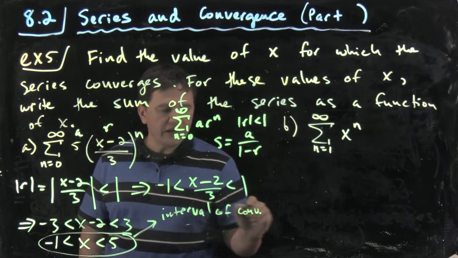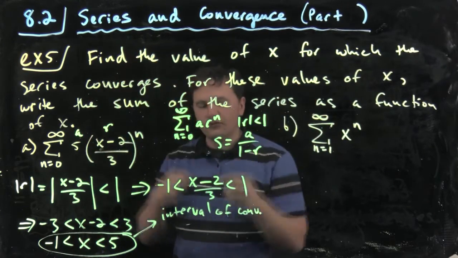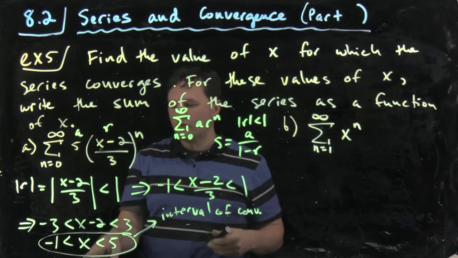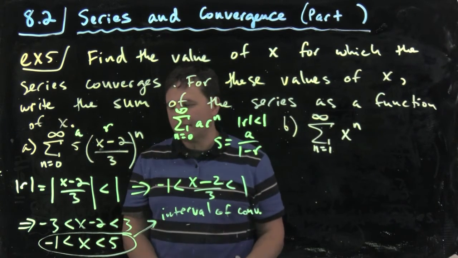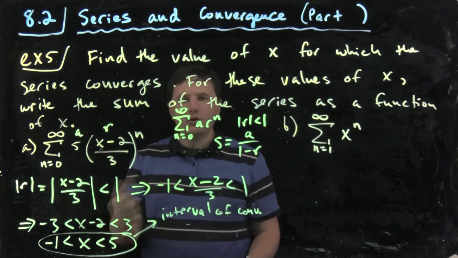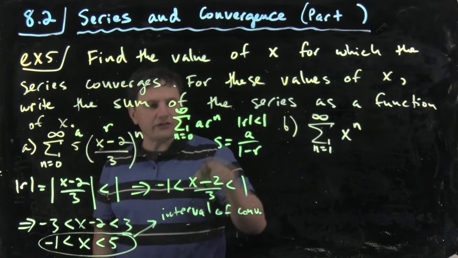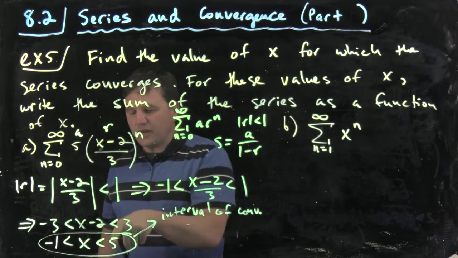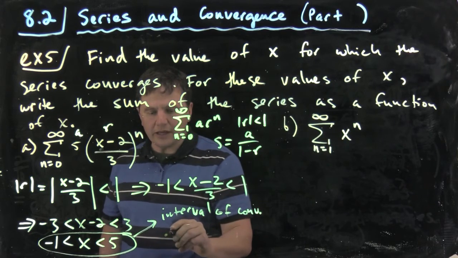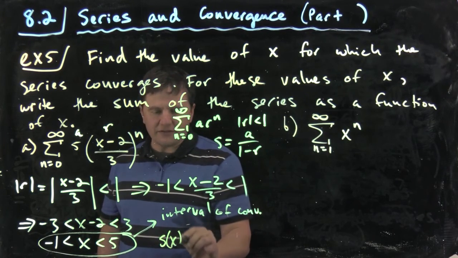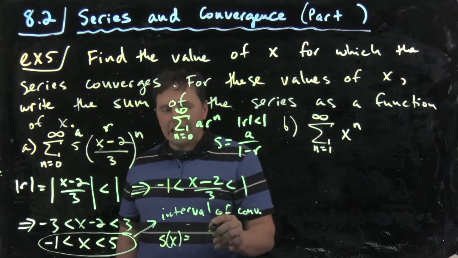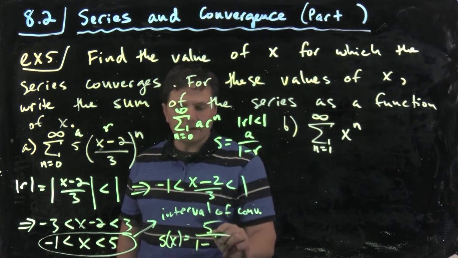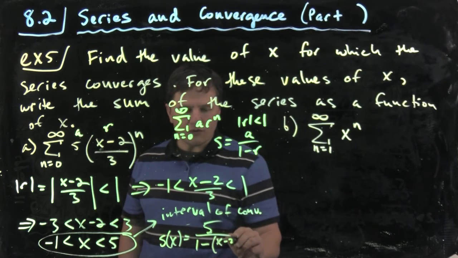In other words, these are the values of x that will make this converge. So this is the first part of this. When it says find the values of x for which the series converges, these are the values of x. Now the last thing I have to do is plug it into the formula. Here's my a, here's my r. So as long as x is between -1 and 5 exclusively, then we know s of x, a function of x, is going to be 5 over 1 minus x minus 2 over 3.